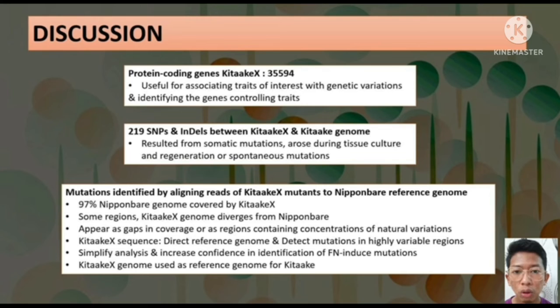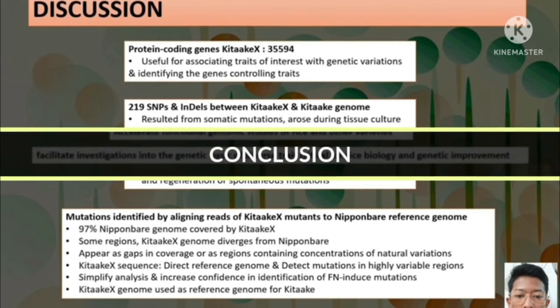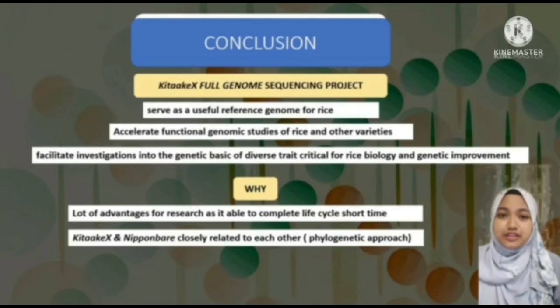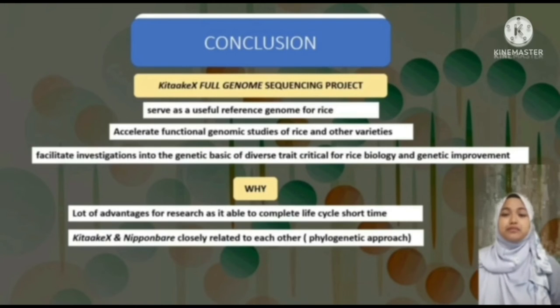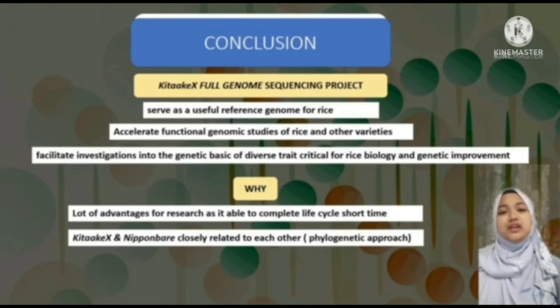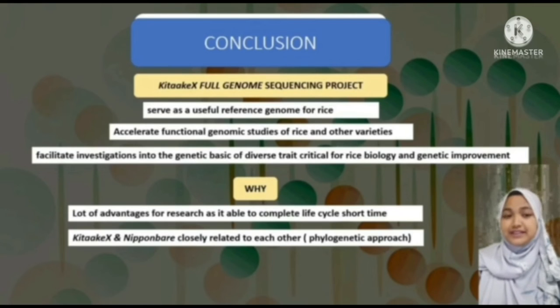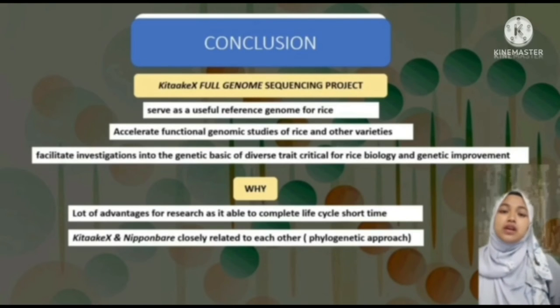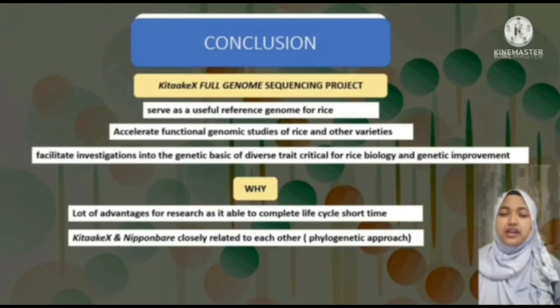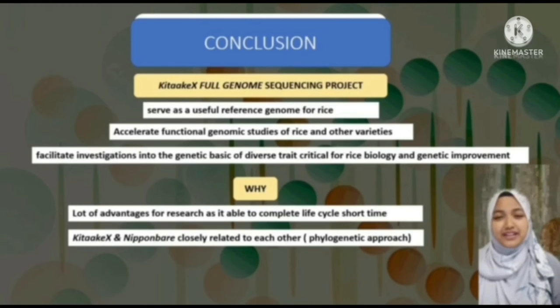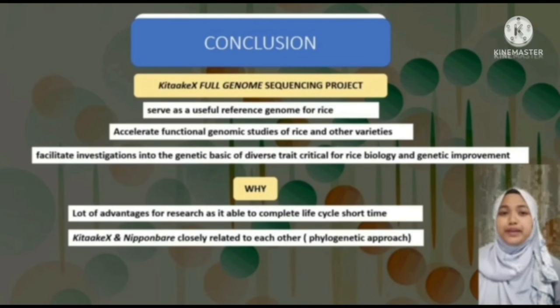Lastly, the Kitake X genome can also be used as a reference genome for Kitake. The Kitake X full genome sequencing project contributes to the research field as it serves as a useful reference genome for rice. Besides, it also accelerates functional genomic studies for rice and other varieties, as Kitake X can be used as reference. Last but not least, it also facilitates investigation into the genetic basis of diverse traits, which is very critical for rice biology and genetic improvement.